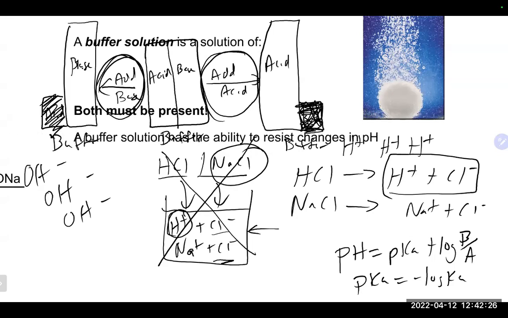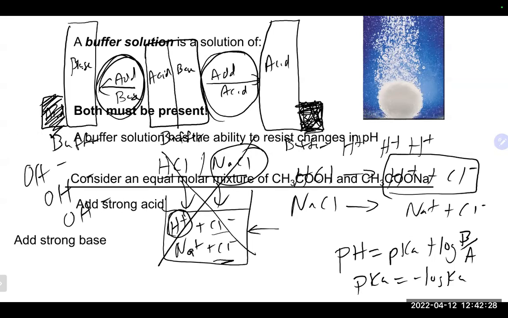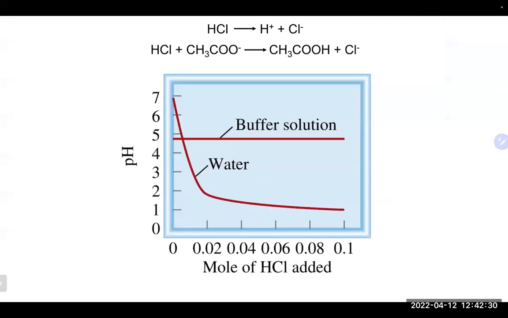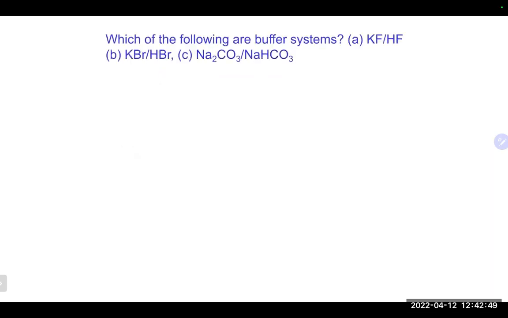Any questions on that so far? How buffers function, how they work, why they're able to maintain pH? Here's just a picture of that. Again, it's pretty much what we talked about. In a buffer solution, it keeps that H+ concentration relatively constant. We see a very big jump in pH, as you can see, going from 7 down to like 2 with very little hydrochloric acid added.